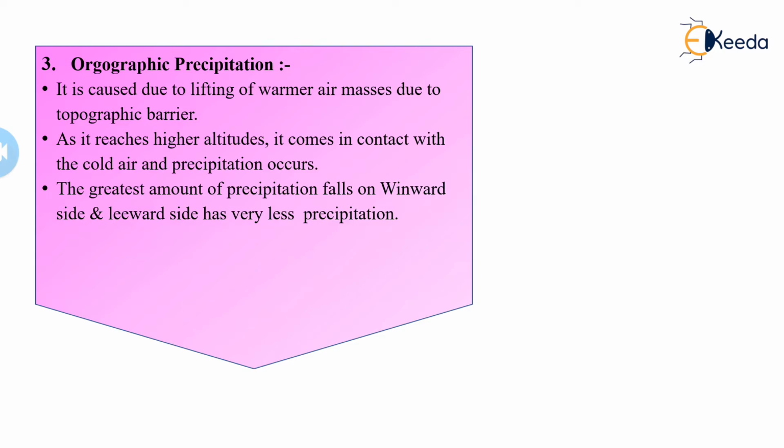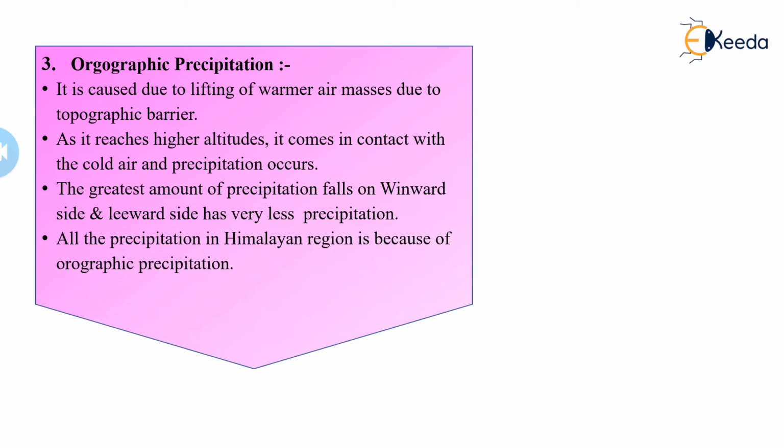So in the windward side, we have the greatest amount of precipitation, and in the leeward side, we have very little precipitation. This precipitation generally occurs in the Himalayan region and in the Western Ghat, that is the Sahyadri region, where there is a hill or mountain area available.